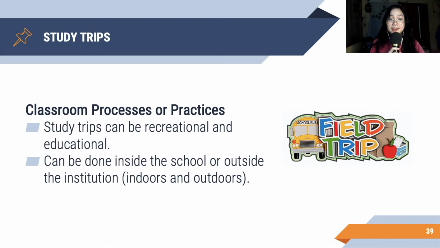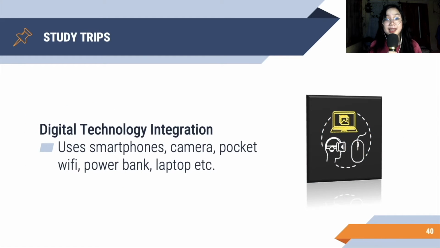So, what are some classroom processes or practices where we can apply this stage? Study trips can be recreational and educational. Recreational refers to those activities that are done outdoors, in nature, or somewhere not confined to our homes or houses. Study trips can be done inside the school, where you explore around the school for the purpose of learning or education, or it can be done outside the institution.